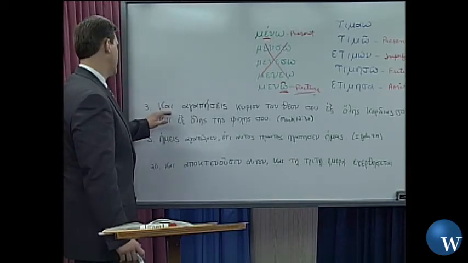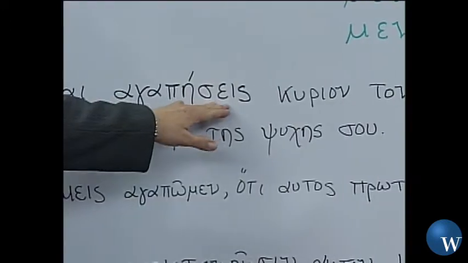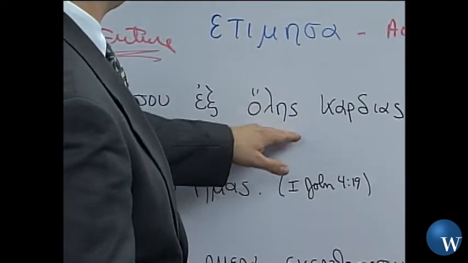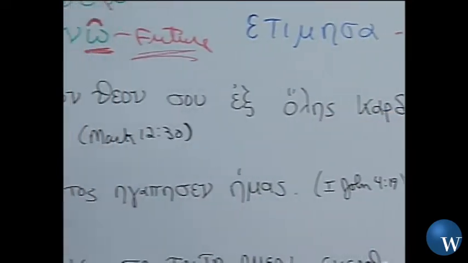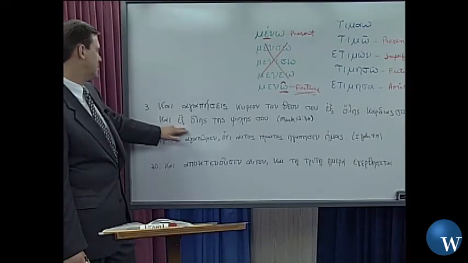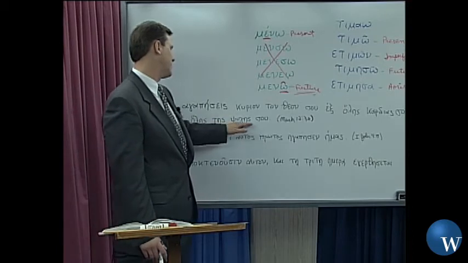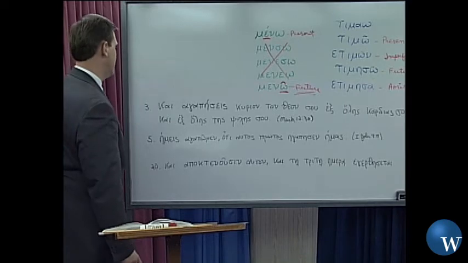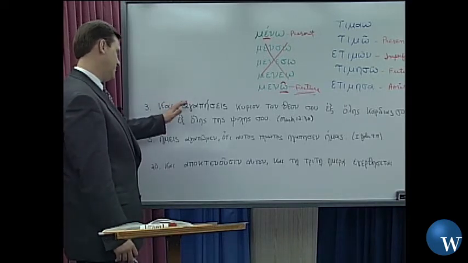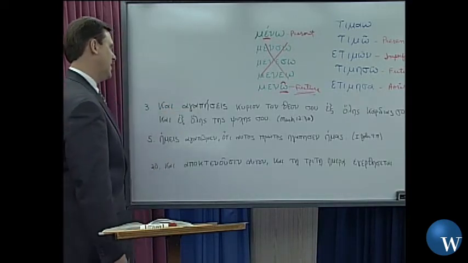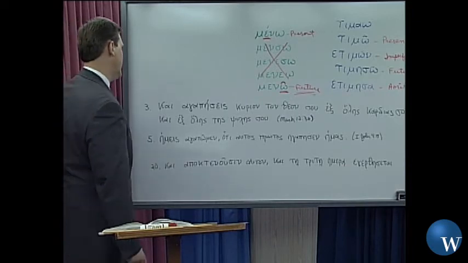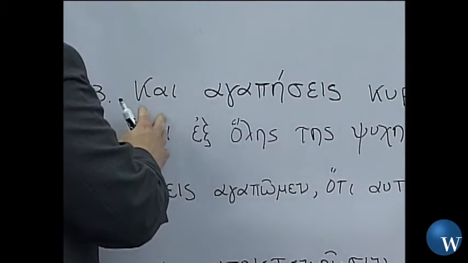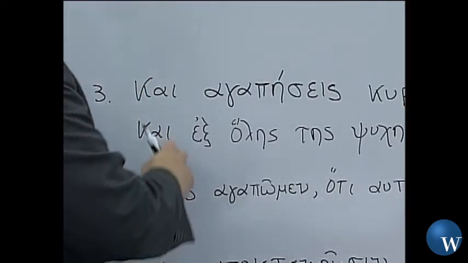Notice this first one. Kai, agapeses, kurion, ton, theon, su, ex, holes, kardias, su, kai, ex, holes, tes, psuches, su. Okay, from Mark 12:30. Well, a great verse, yes, a great phrase. It has some contract verbs here, so let's take a look at that at this time. Kai means both or and, or sometimes we may leave that untranslated. We'll see how that works out in a moment.